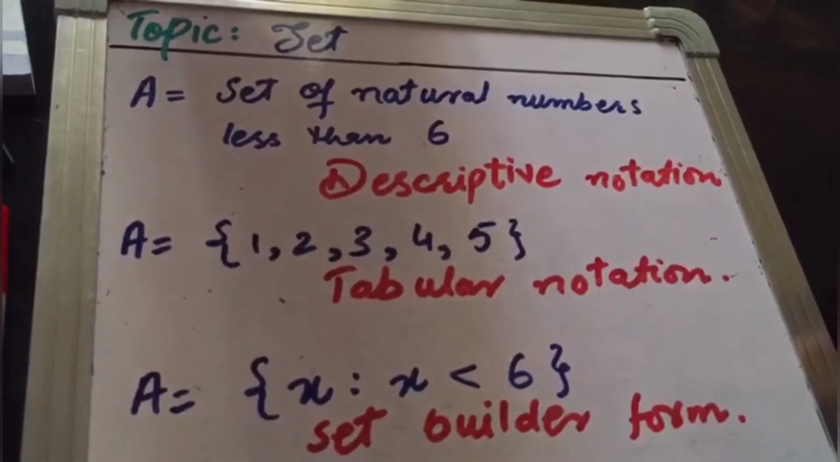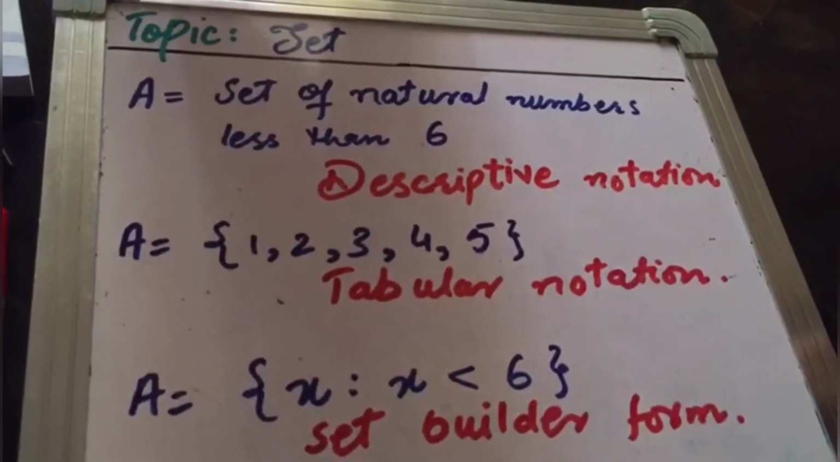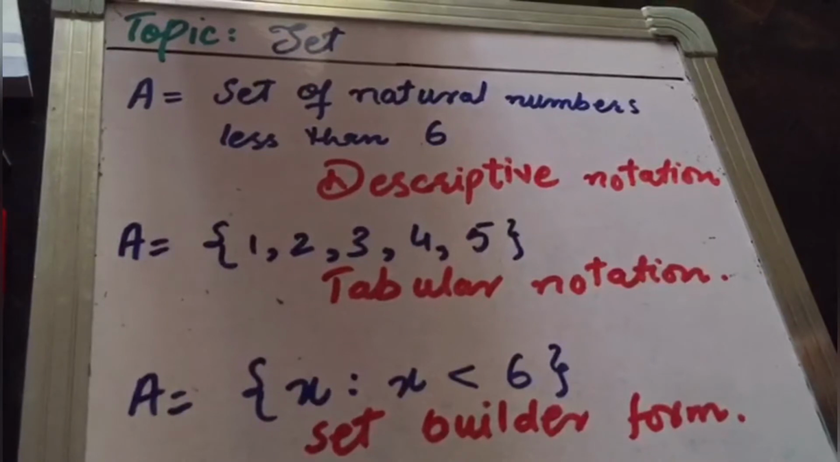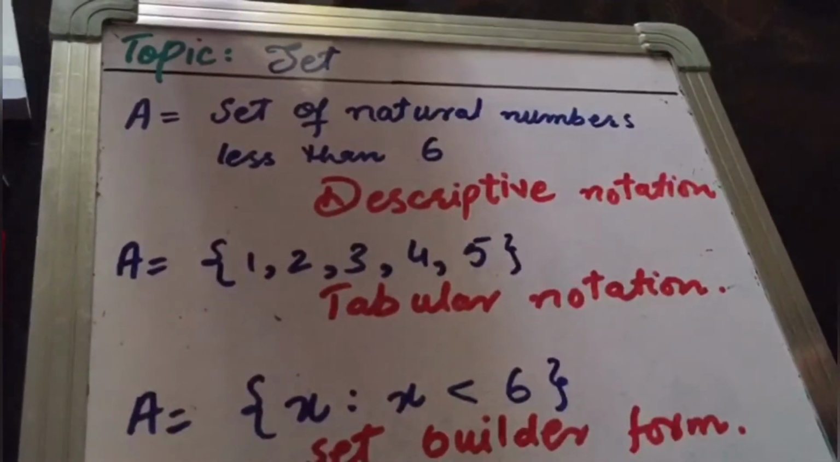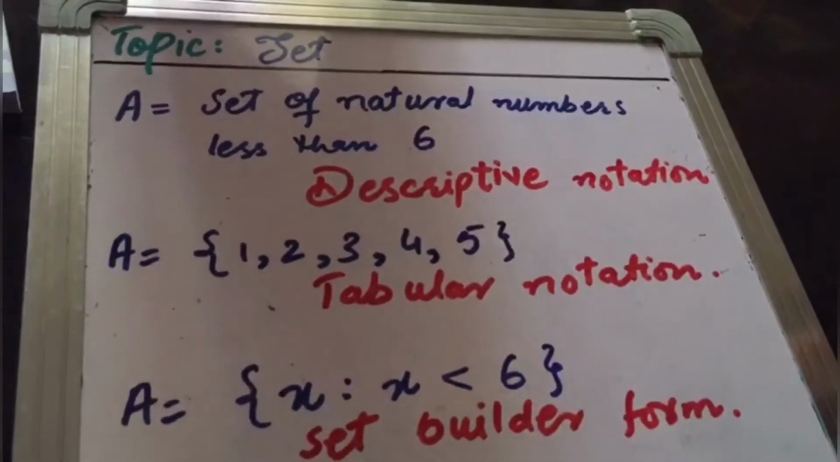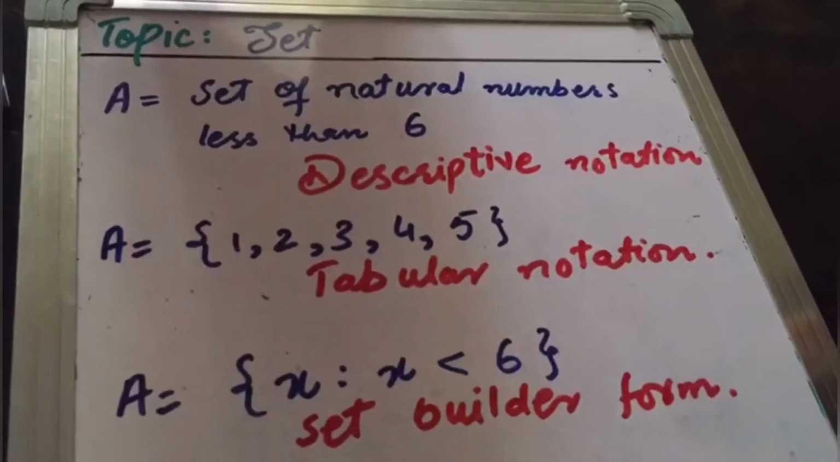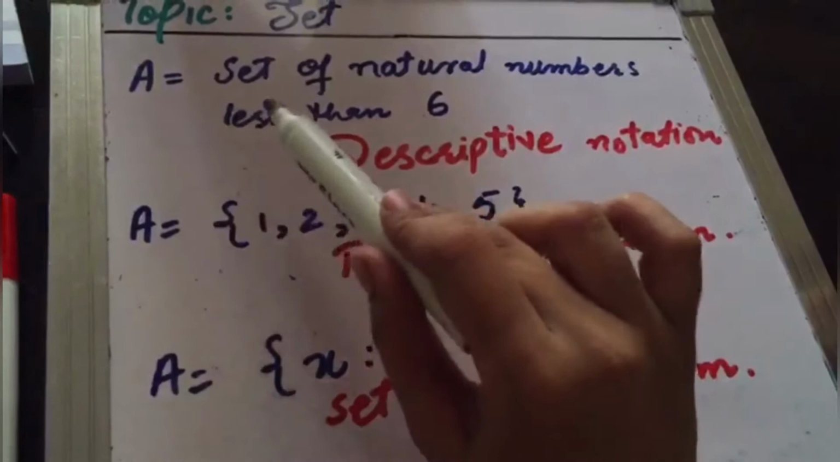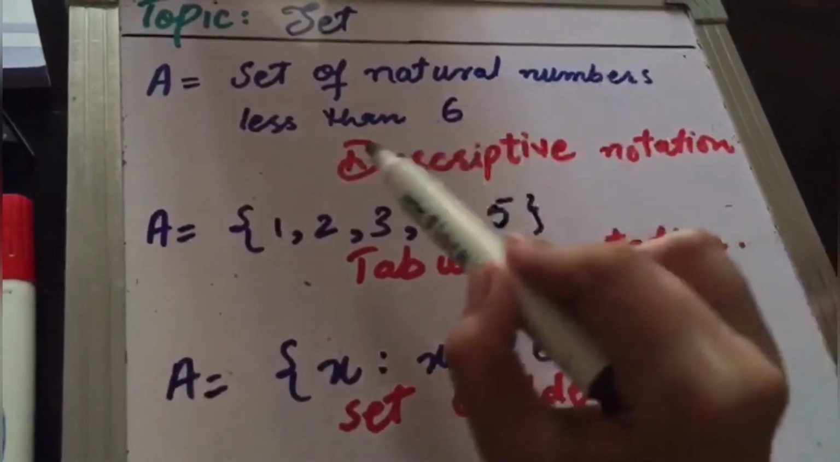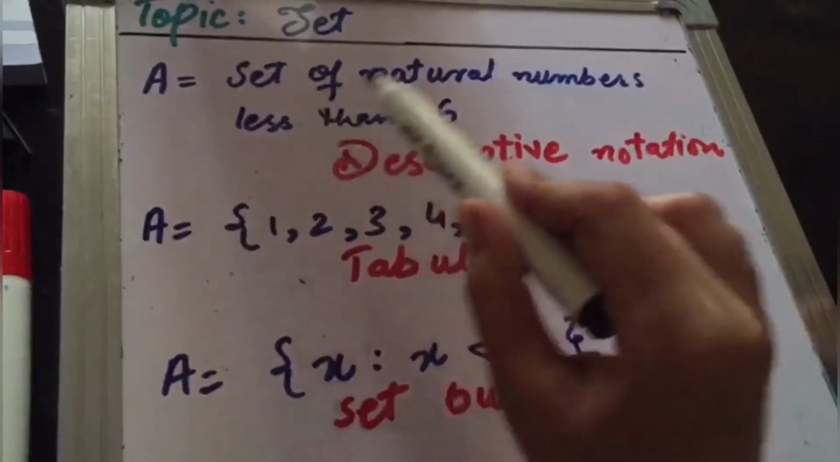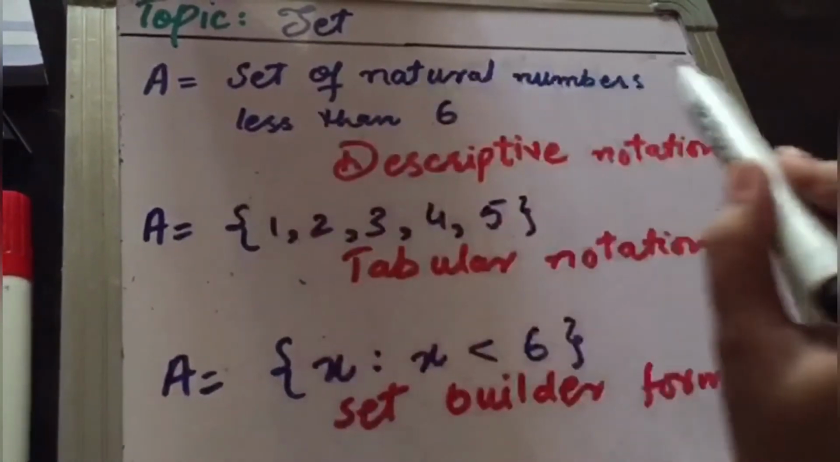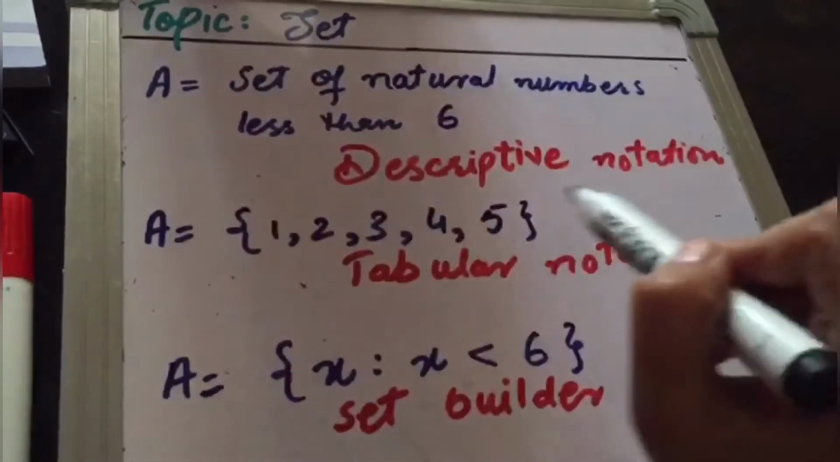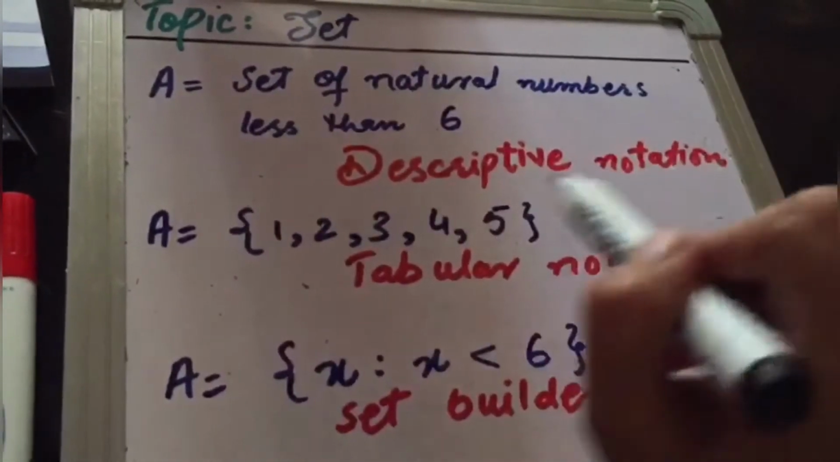Students, today's topic is set. In my last lecture, I told you the three notations of set. Means I told you that A is equals to set of natural numbers less than 6. This is descriptive notation which is quite easy to understand and quite easy to write.